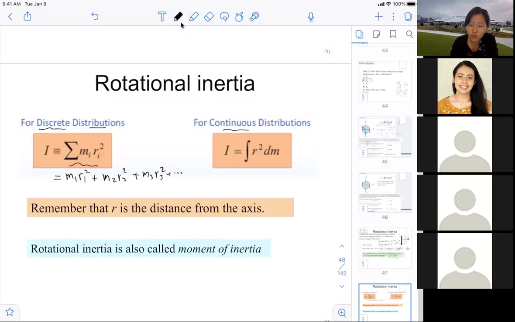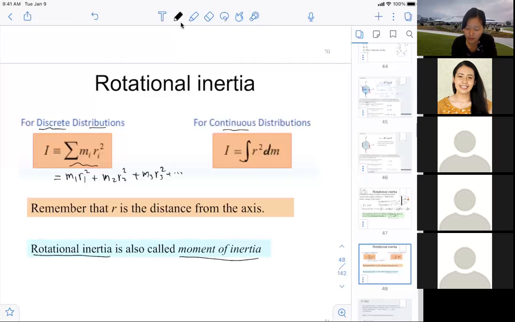For a continuous distribution, where you cannot simply look at the object as a point, you have to do the integral. So we said when you do an integral, the sum of different m's becomes the integral of little dm, right? So r is measured as the distance from the object to the axis of rotation. Rotational inertia is also called moment of inertia. So if you see different wording, you should know they all represent I, the same quantity.